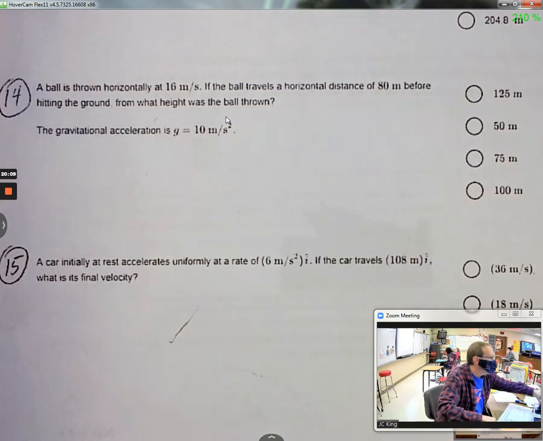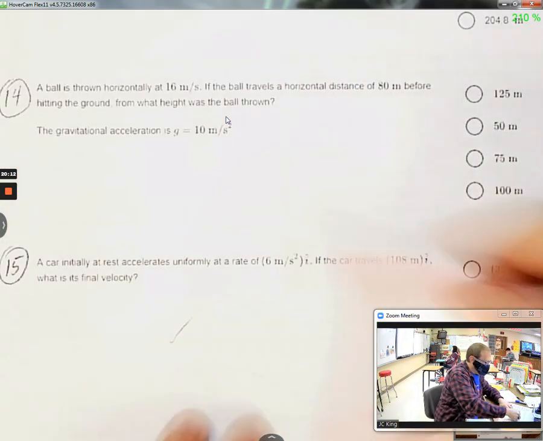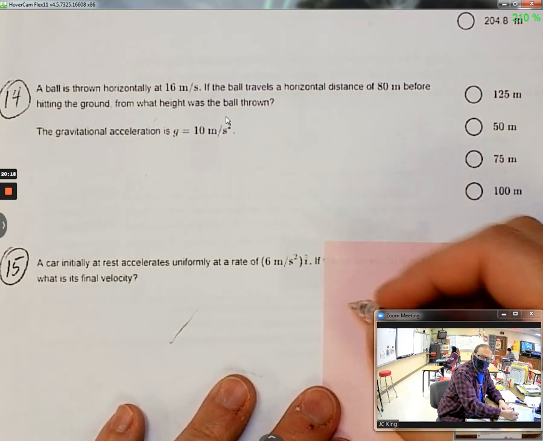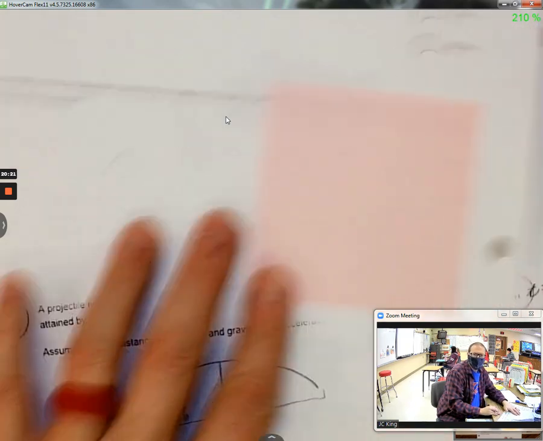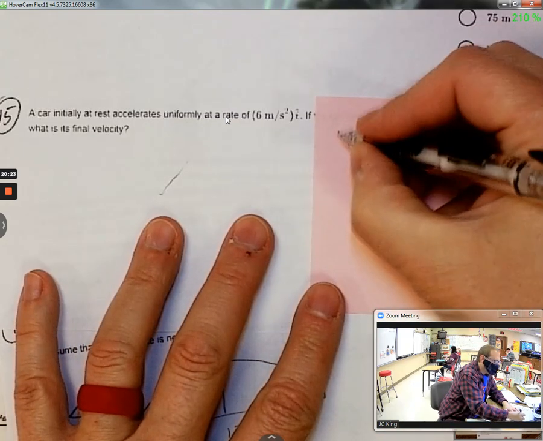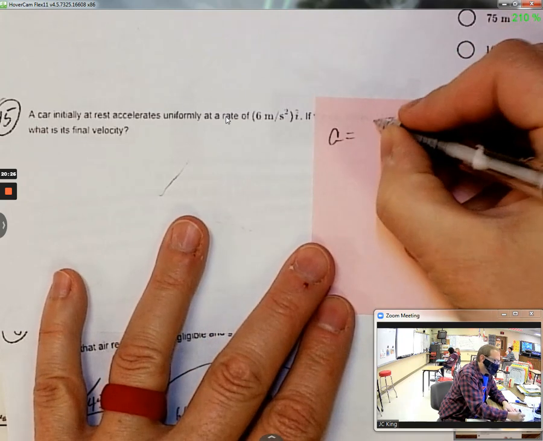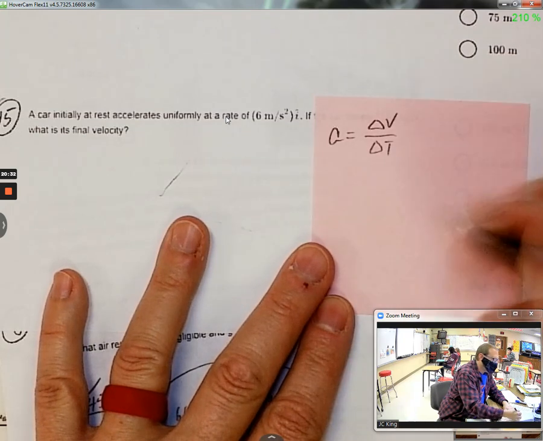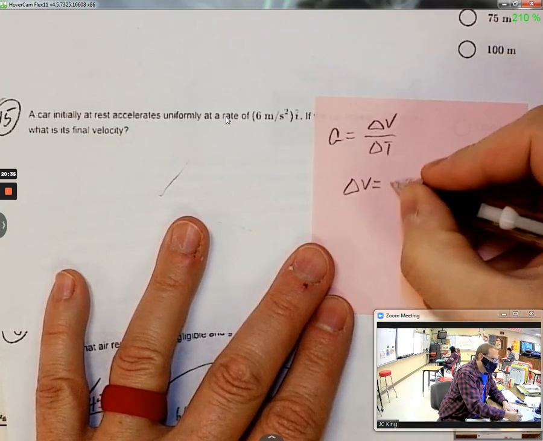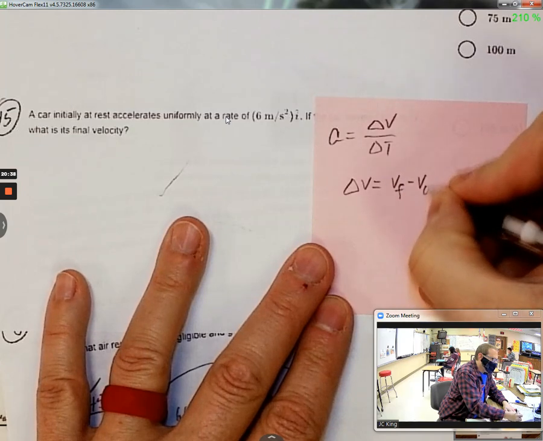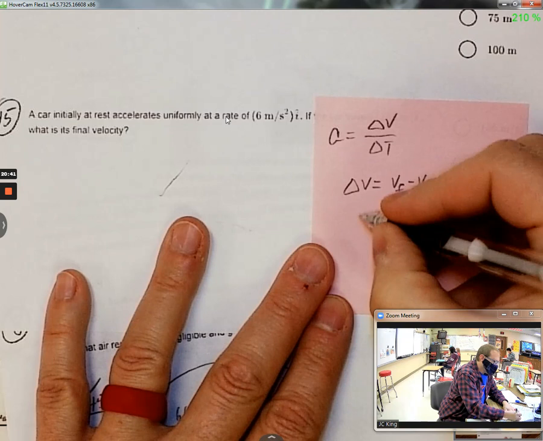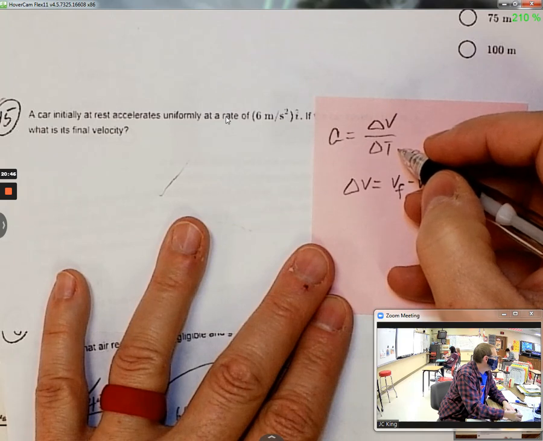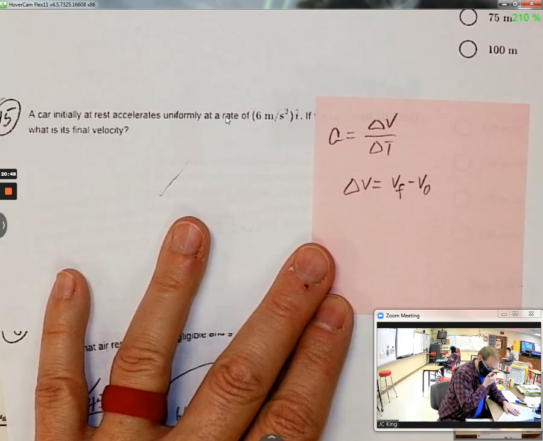I'll make you a compromise. I'll give you the formulas you need. So acceleration is equal to delta v divided by delta t. Delta v is change in velocity. Delta v is equal to vf minus vo, final velocity minus initial, and delta t is just change in time. Do I really need to tell you how to find change in time? Final time minus starting time, it's the same kind of thing.